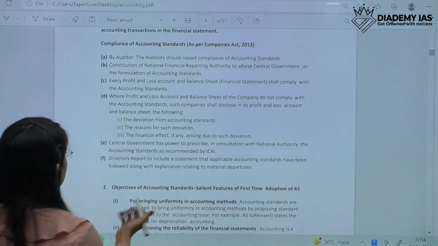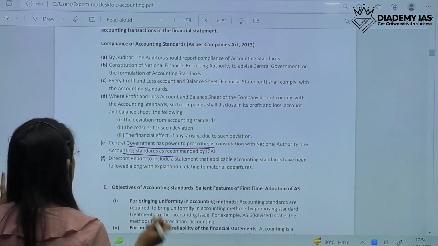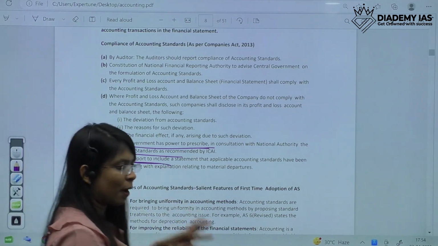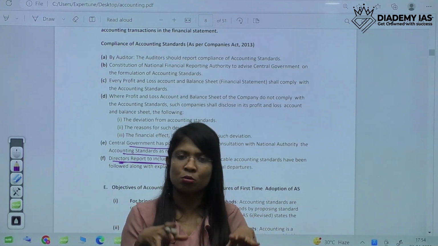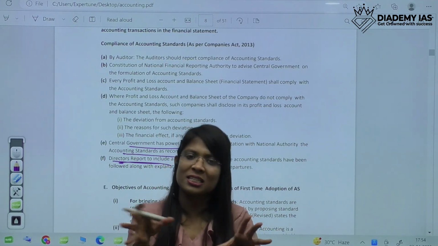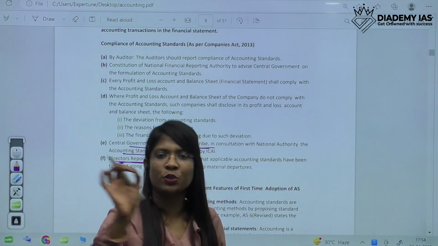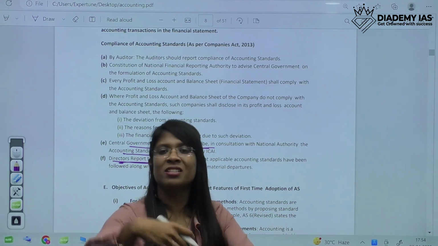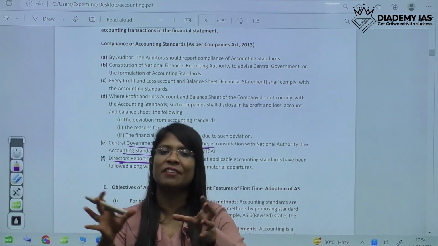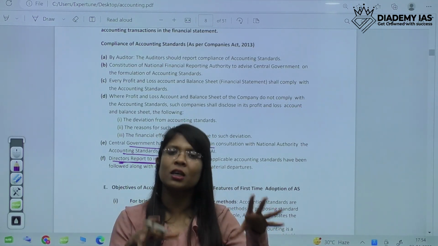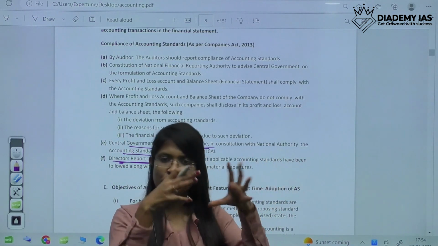And then it says the central government has the power to prescribe these accounting standards. There is also something like the director's report. The director's report is also a part of our financial statements, so that also has to say that our report is in compliance with accounting standards. We just have to check that it's complying with accounting standards, which means it is according to the rules and regulations given by the government. So it's a good report, it's a good company. That's the whole picture we can derive out of all this.